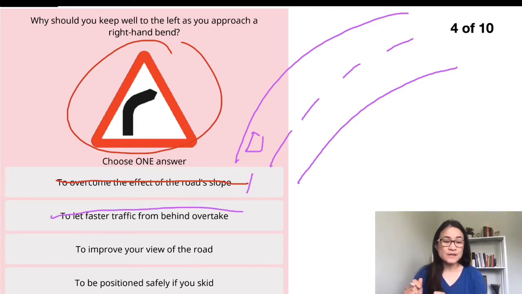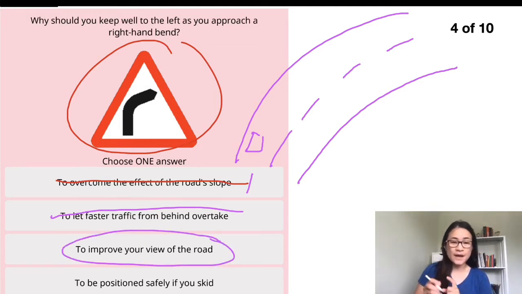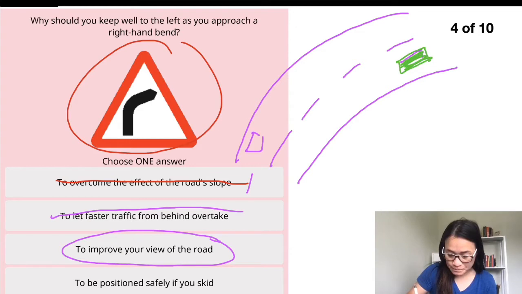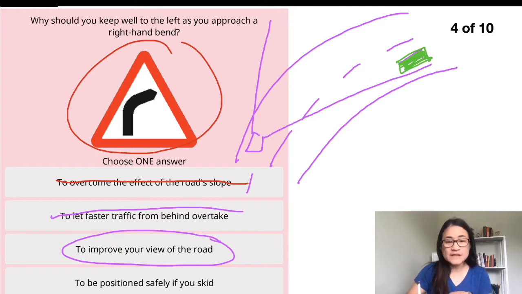The third one said to improve your view of the road. This is the correct answer, and I will give you the idea why. If you move slightly to the left, we keep well to the left, this is your wheel. So if we have an oncoming car coming this way, you will see this green car come quite early.